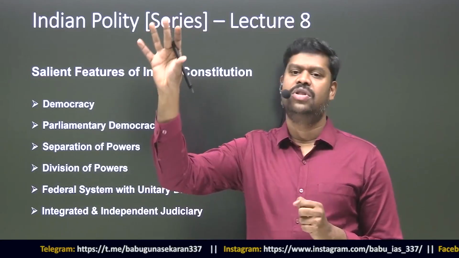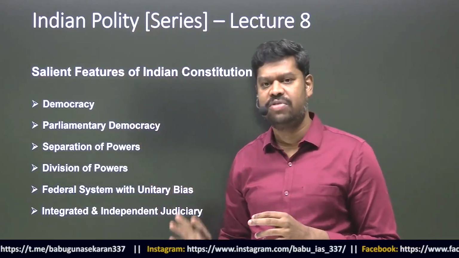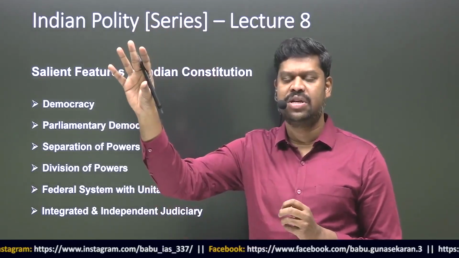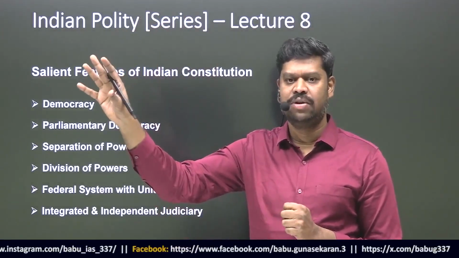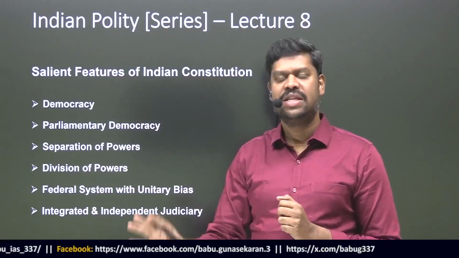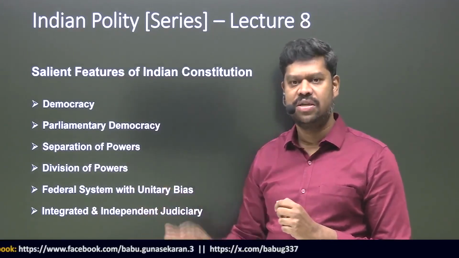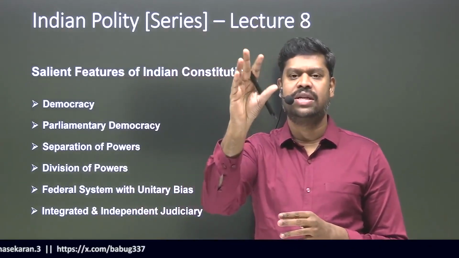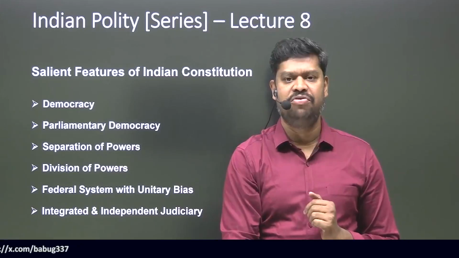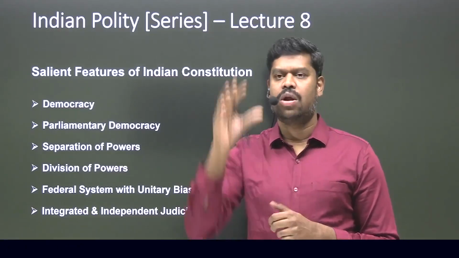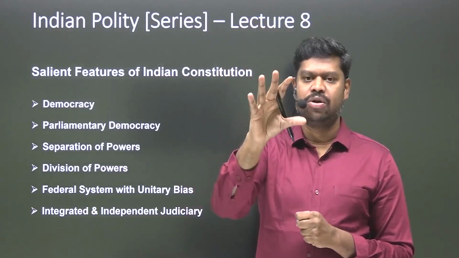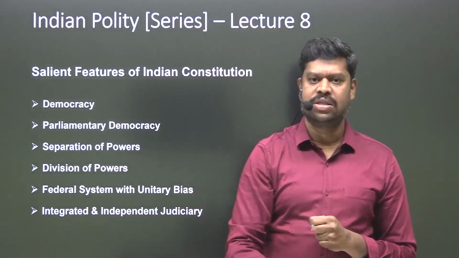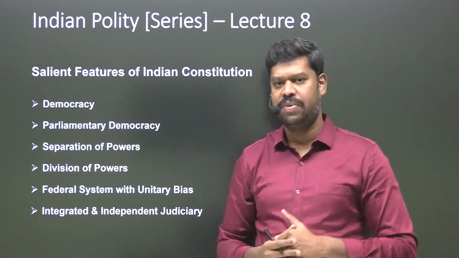So for example, the Constitution itself is demarcating and clearly saying what is the power of the union executives and what is the power of the state executives. Or in other words, what is the power of the Prime Minister and the Council of Ministers at the union level, and what is the power of the Chief Minister and the Council of Ministers at the state level. What is the power of the union legislature, that is the Parliament, and what is the power of the state legislature. What are the subject matters on which the Parliament can make laws, and what are the subject matters on which the state legislature can make laws.